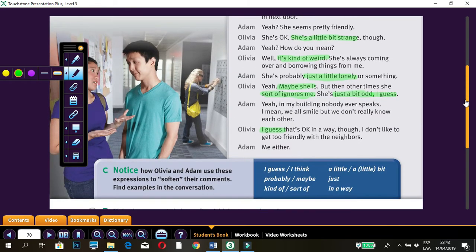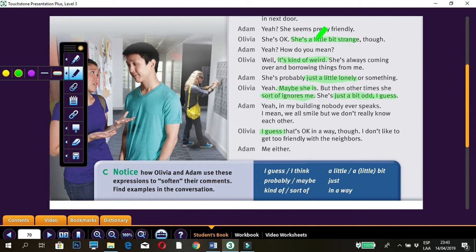So look, here we have a couple of expressions to soften comments. For example, she's a little bit strange. It is kind of weird. La situación es un poco extraña. She's probably just a little lonely. Ella está probablemente un poco solitaria, se siente solitaria. Maybe she is. Other times she sort of ignores me. O sea, un poco como que me ignora. She's just a bit odd. Es un poquito extraña la señora, I guess. I guess, okay?